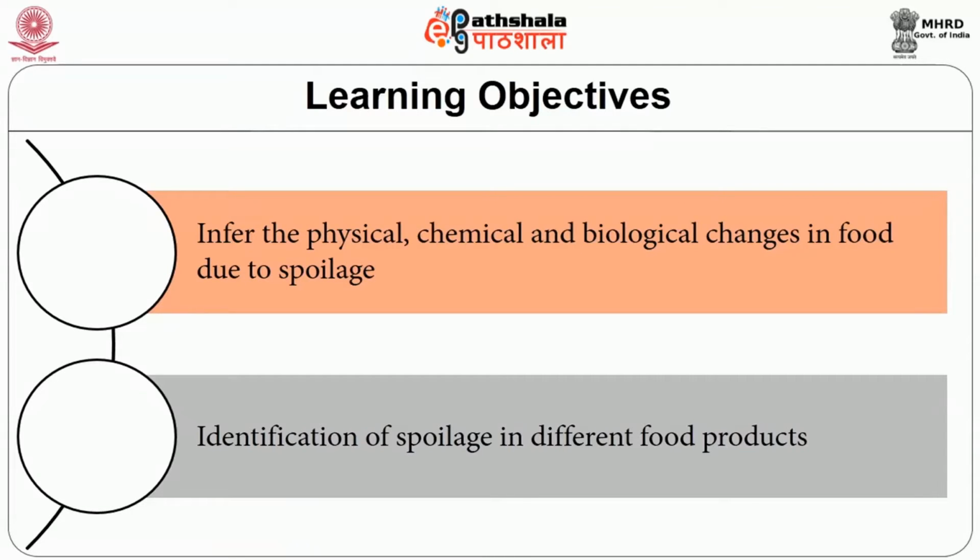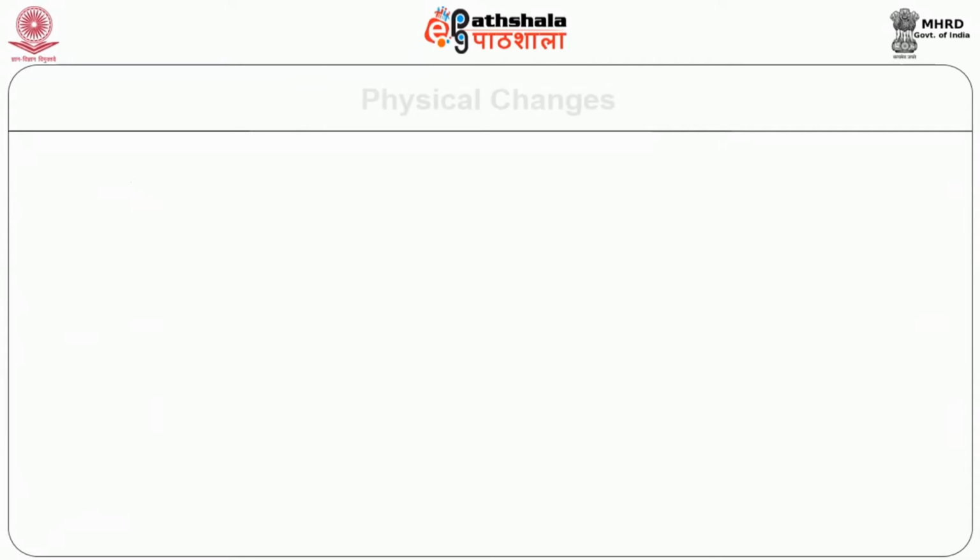of food. On completion of this session, you will be able to infer the physical, chemical and biological changes in food due to spoilage and also able to identify spoilage in different food products. Let us now focus on the physical changes during spoilage of food.